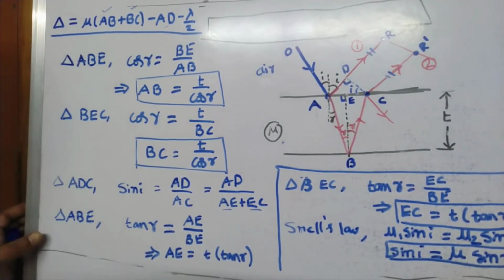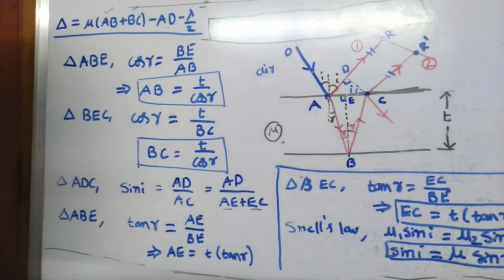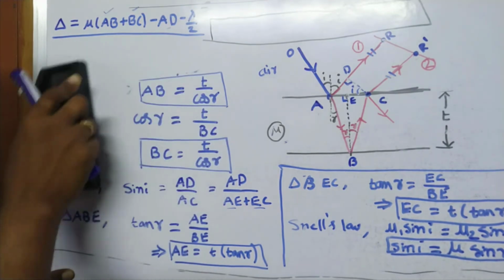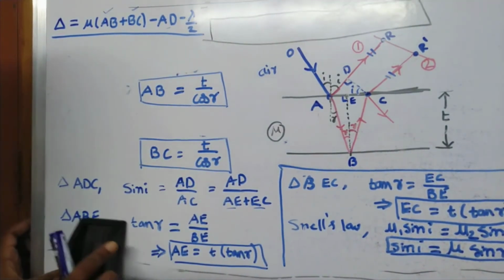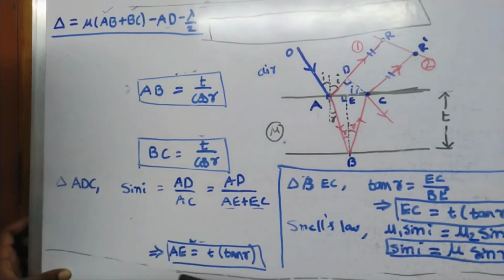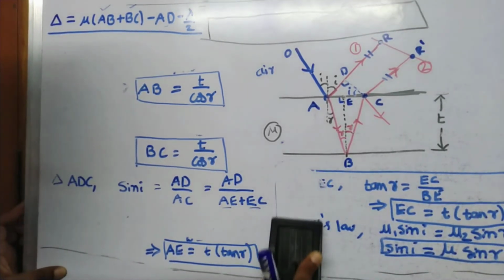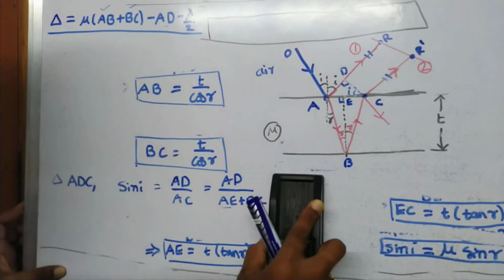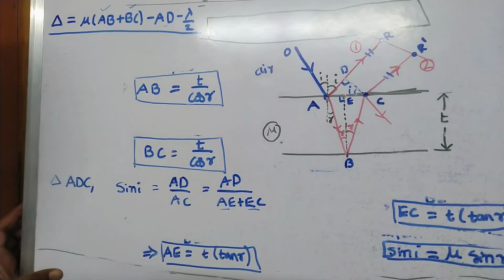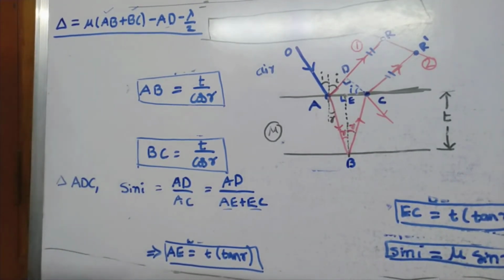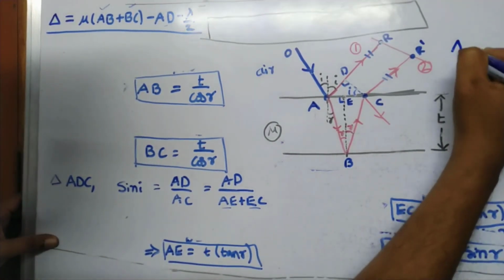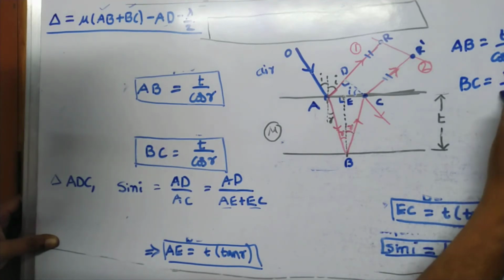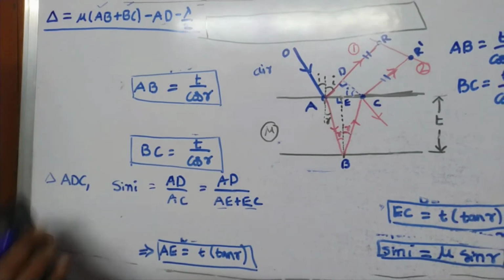Once we got all these things, now we have to derive a relation. So let's see what we got. Anyway, you keep it here, AB plus BC. AB is equal to T by cos R, this we know. BC is also equal to T by cos R, this also we got. So now I can erase this thing.